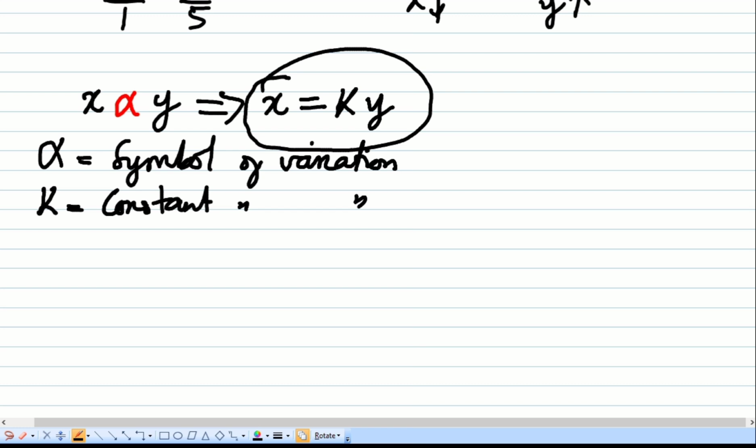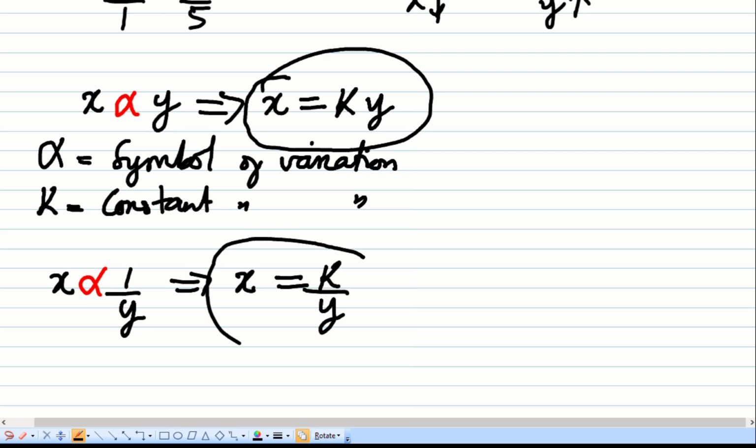And then what of inverse? If x varies inversely as y, now remember, inverse of a number is 1 over that number, so we write it as 1 over y. This is for inverse, meaning that they are not going the same direction. If x is increasing, y will be decreasing and vice versa. So in equation form, we have that x is equal to what? Remember, you just multiply by the constant. k times 1 over y will now be k over y. So this is it for inverse variation.